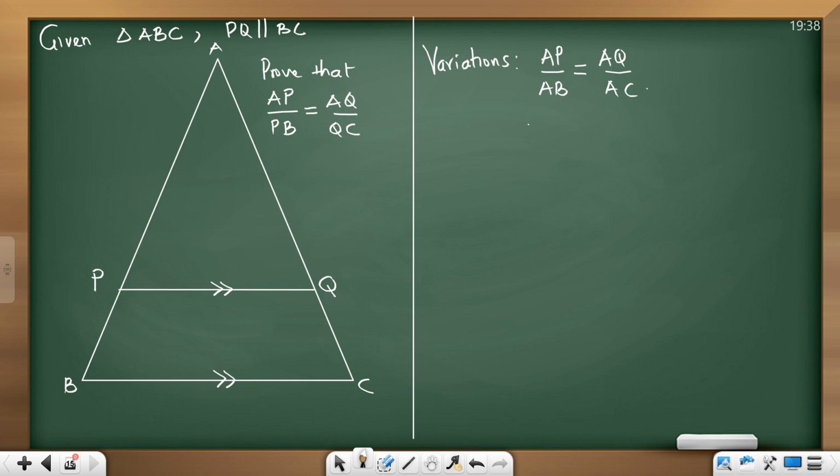Examiner can say PB over AB. Check your movement. Bottom over everything will be equal to what? QC over what? All of them are the same proof. Same proof. Which one can we have again? We can turn it, reciprocate it. Doesn't matter. So here are the things that will help you remember the proof.